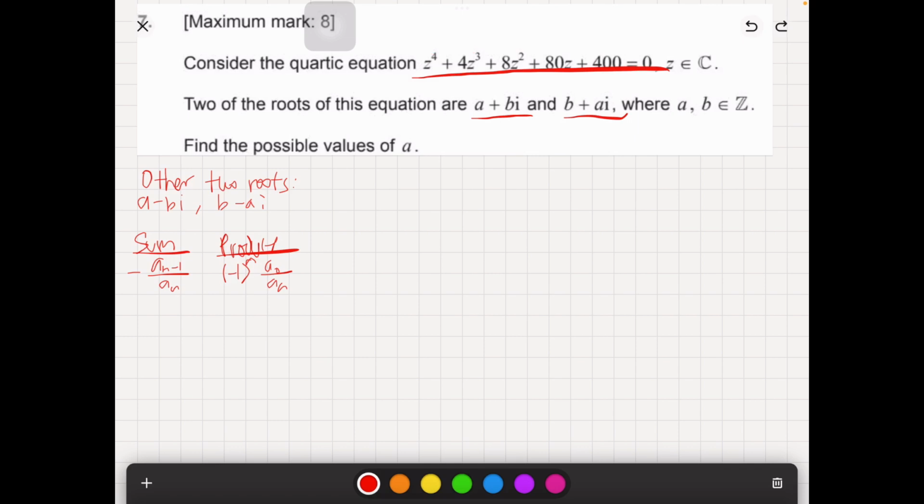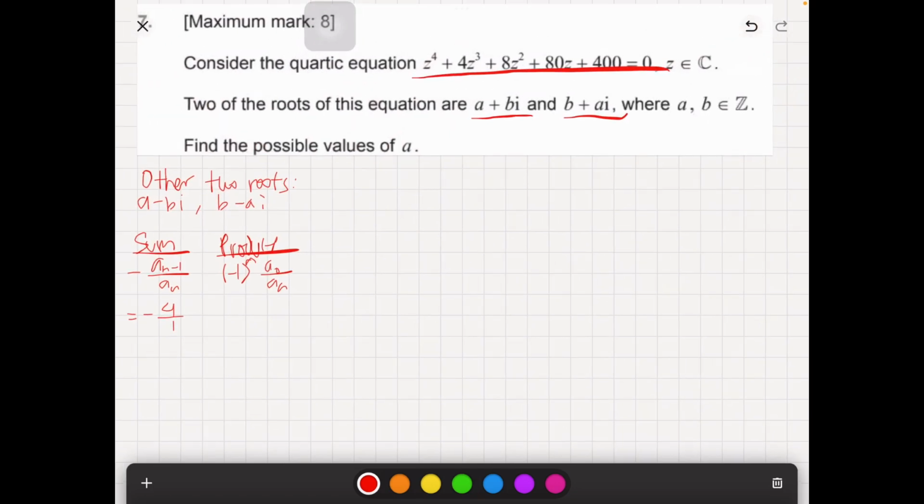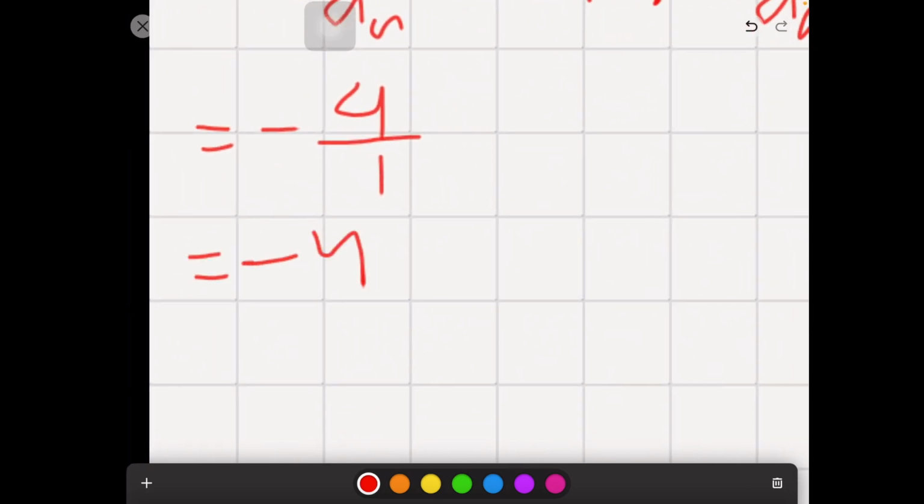Same thing for the sum. a_(n-1) in this case is this term right here, because n is 4, that's the highest power, and if you go 1 down from that, that's 3. So let's go ahead and compute what the sum and product of these roots are. The sum here is going to be negative 4 over 1, because the coefficients here are 4 and 1. So this just simplifies down to negative 4.